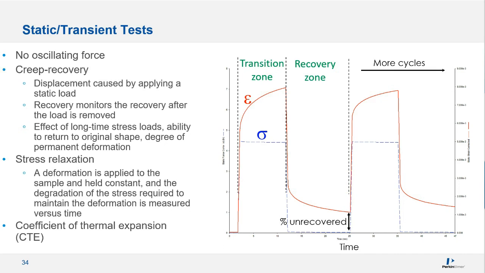In creep, stress is applied to the sample and held constant while deformation is measured versus time. After some time, the stress is removed and the recovery is measured. As you can see from the right graph, the blue curve is the constant stress added to a sample and then removed later. The red curve is the material deformation in the first transition zone, followed by the recovery zone. At the end of the recovery, the percentage unrecovered is obtained.